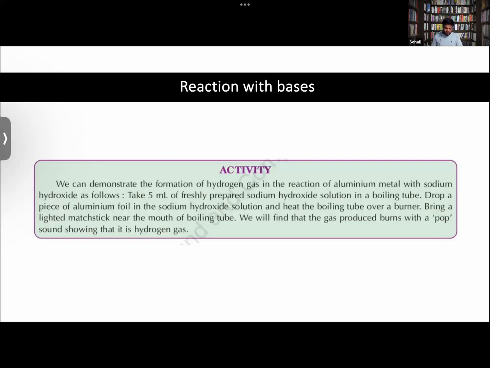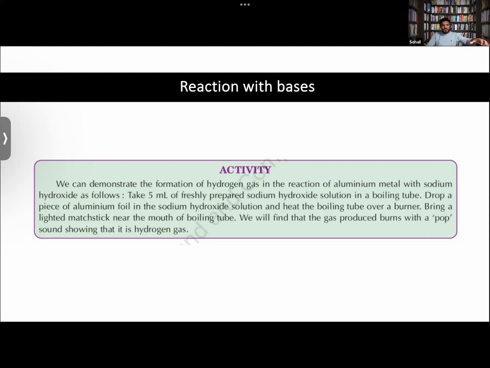Okay. Talking about the reaction of metals with bases. How do the metals or non-metals react with bases? That is what was left to be discussed. All right now. Okay, read the given activity here.